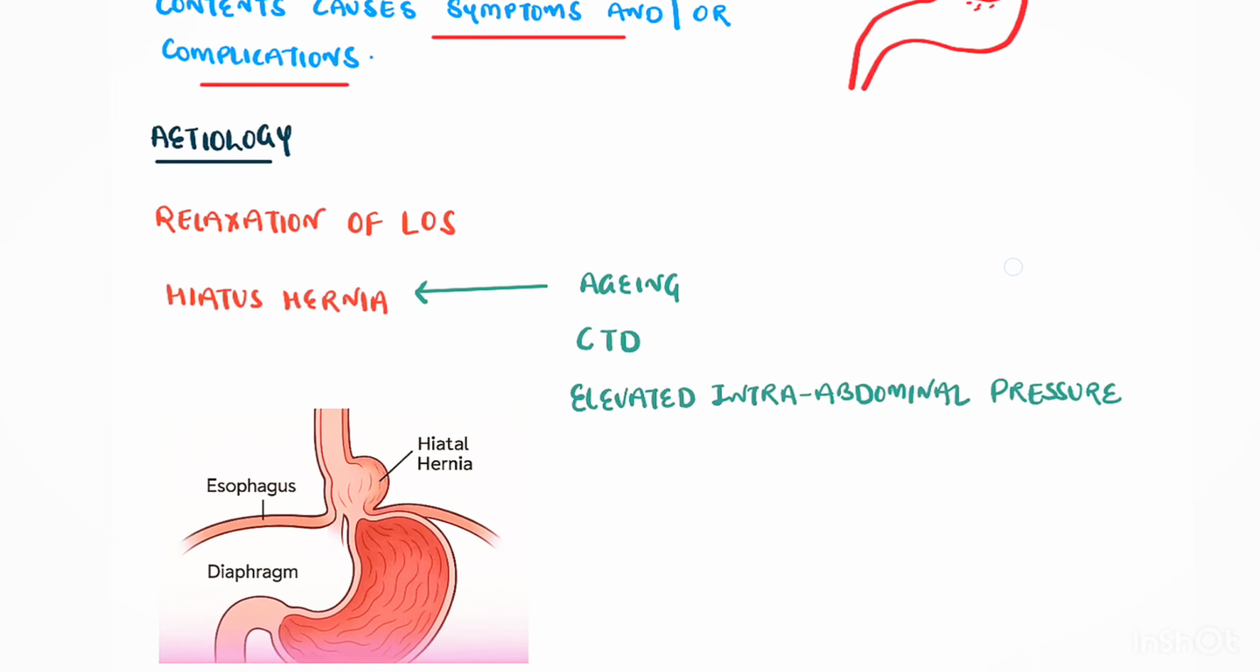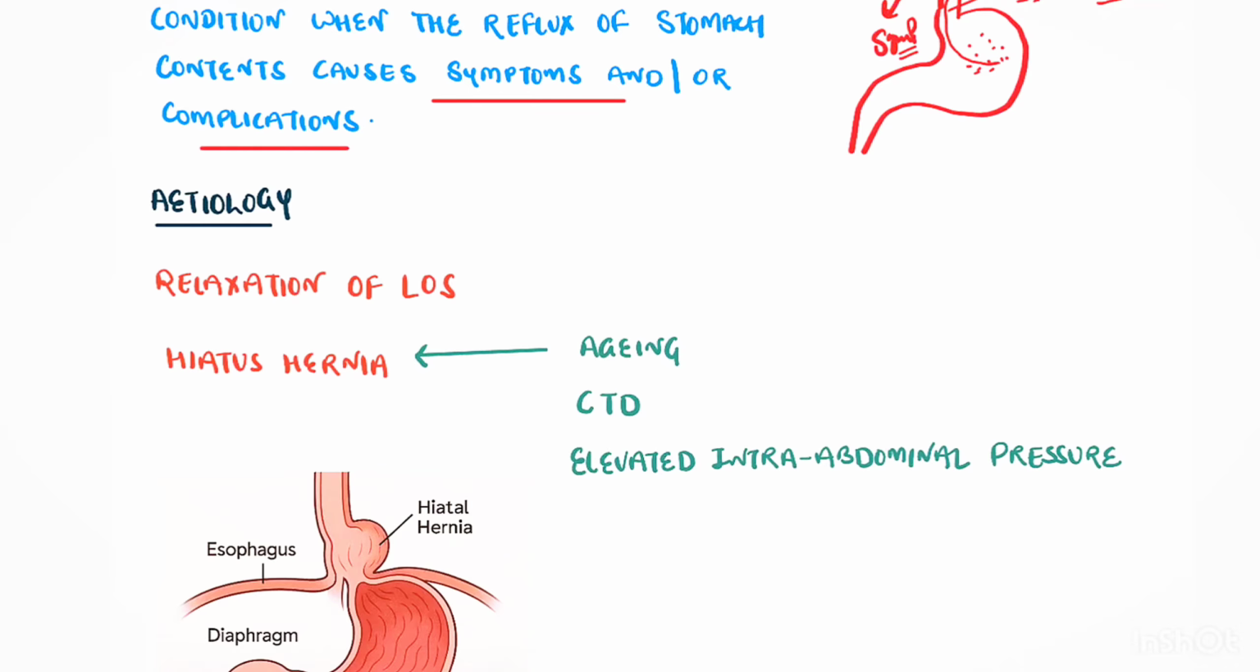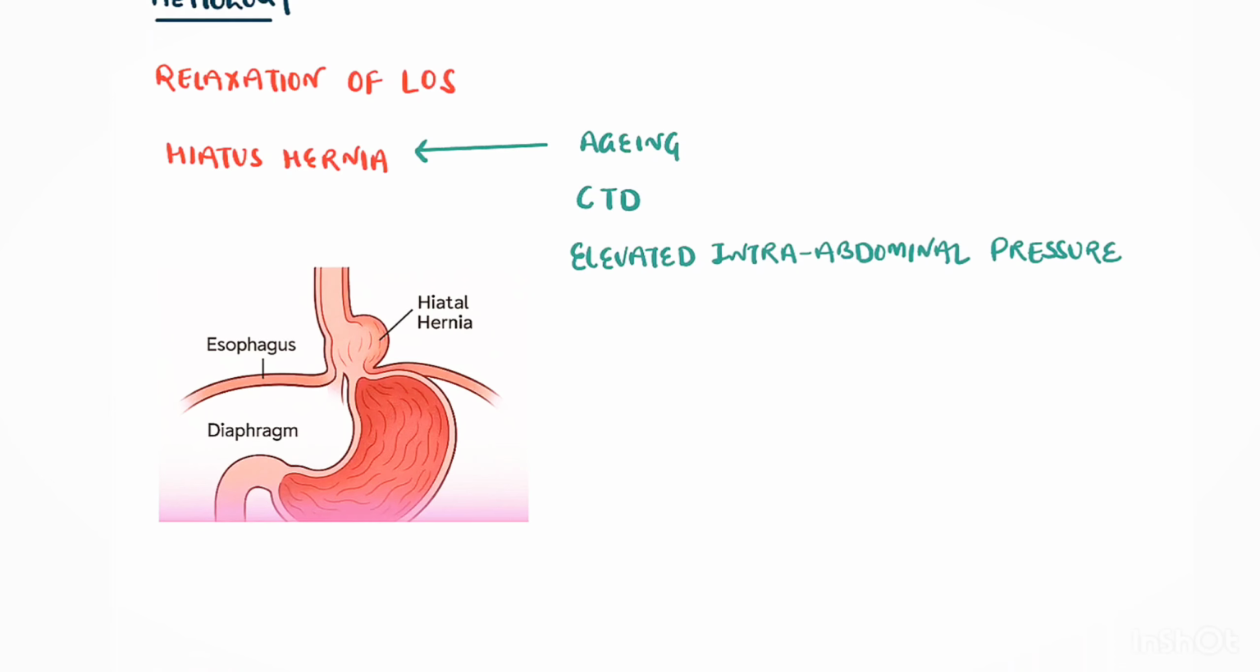And what is the etiology? As mentioned earlier, relaxation of the lower esophageal sphincter or hiatus hernia. So what is a hiatus hernia? In hiatus hernia, the gastric part, like the stomach, below the diaphragm herniates through the diaphragm opening into the thoracic cavity. So the stomach herniates to the thorax. This is known as hiatus hernia.